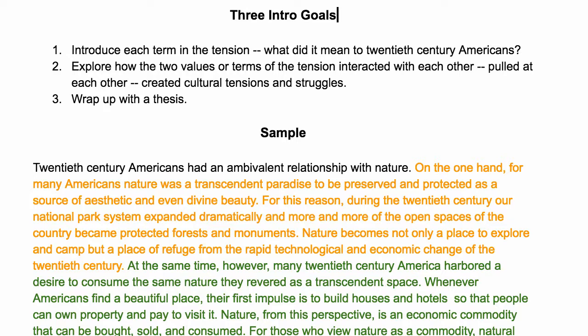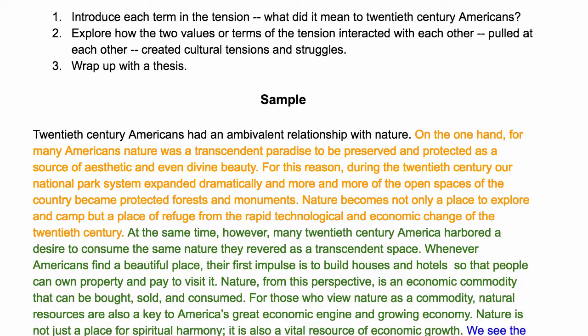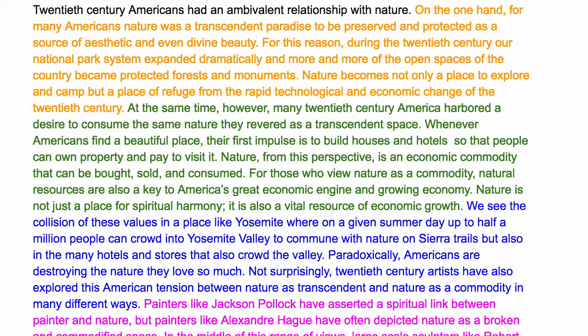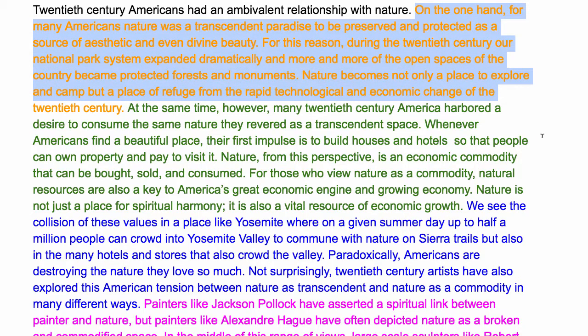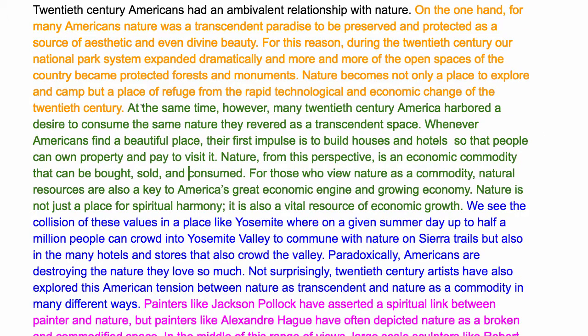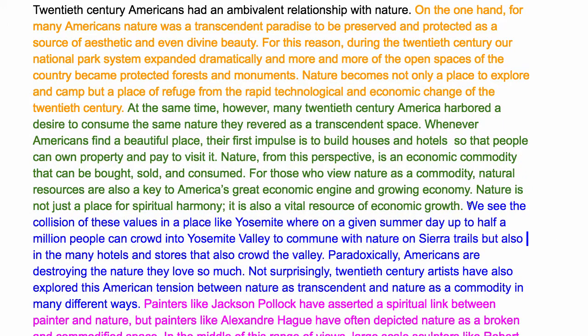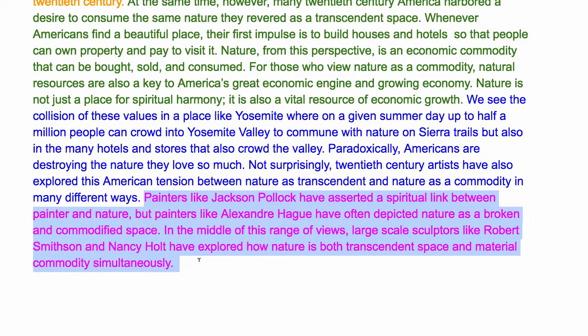So if we look at this sample intro that I've written, it's on the topic of nature as transcendent space and nature as commodity. And here's a sample. And what I've done is color-coded things. So the orange sentences here are all about defining transcendence. And then the green sentences here explain commodification of nature. And then the blue sentences here explain how the two interrelate. And finally, at the very end, I've got these bright fuchsia sentences, which are my thesis.